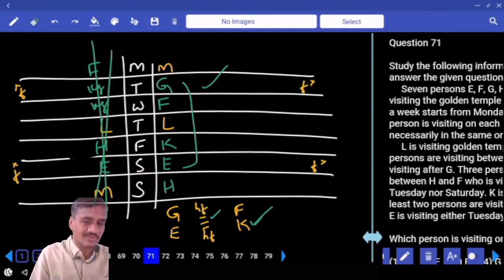Between M and F, there is exactly 1 person. Between H and L, there are 2 persons, except in choice 5. And in the remaining choices, there is exactly 1 person between these two. Next, which of the following pairs has the second person visiting before the first person?